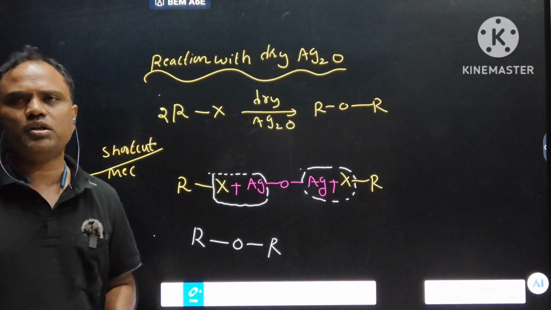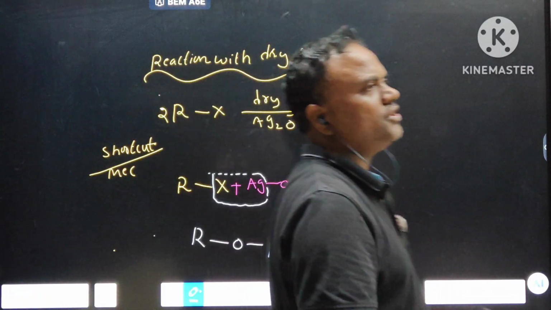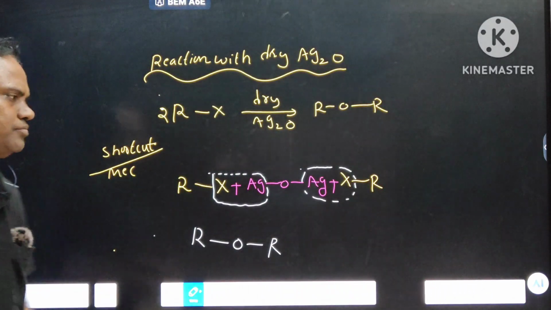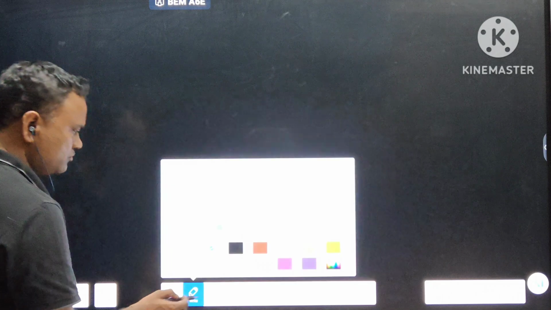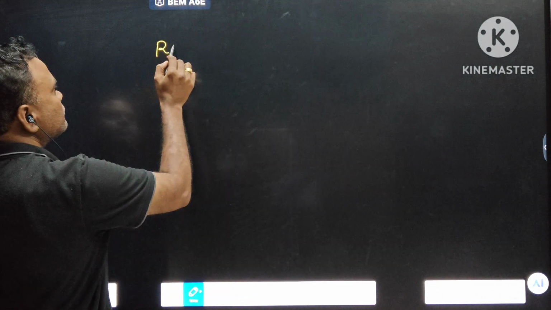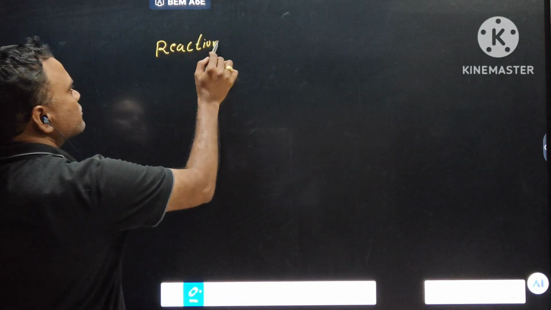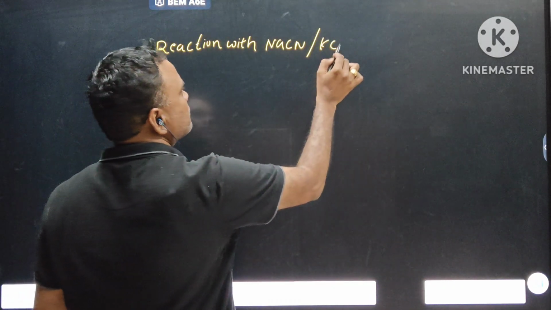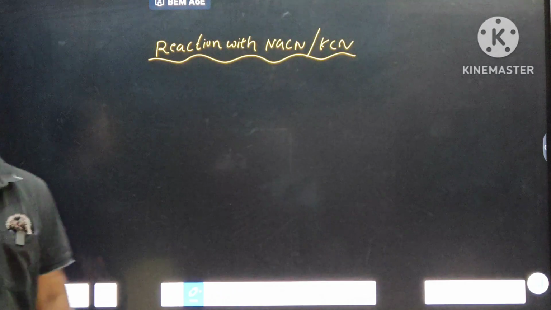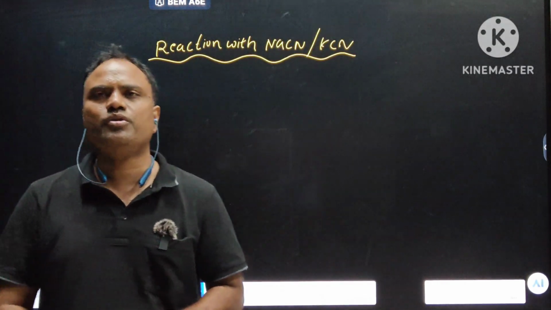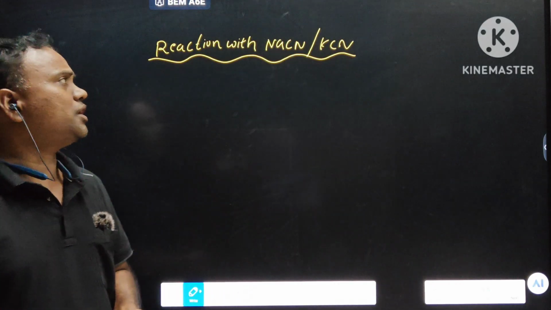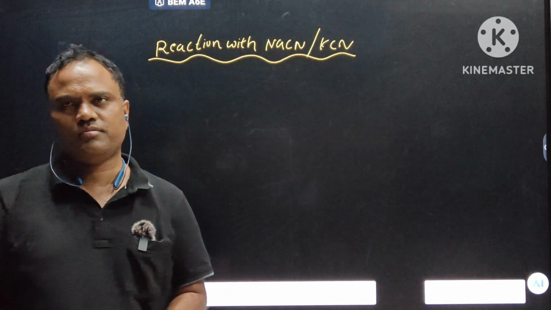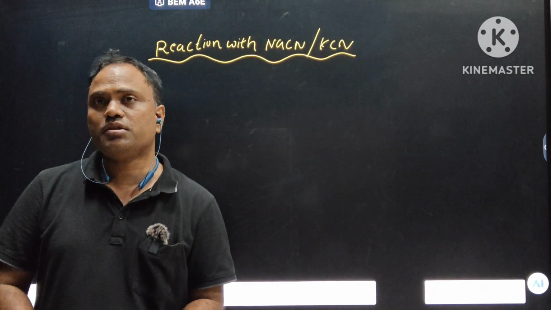Next, very important reactions we are going to start. Reaction with NaCN, KCN or AgCN. Reaction with NaCN or KCN. See, here is one important part you should know. They ask questions about the nature of NaCN or KCN, meaning what type of compound it is. There, why are you getting cyanides? They ask questions like this.